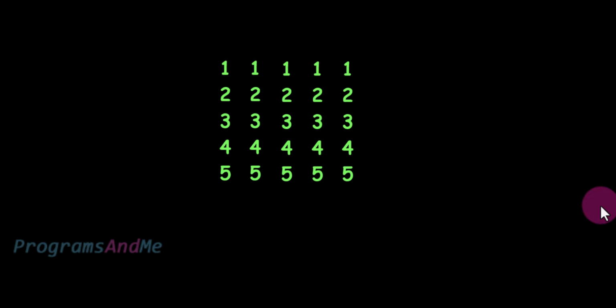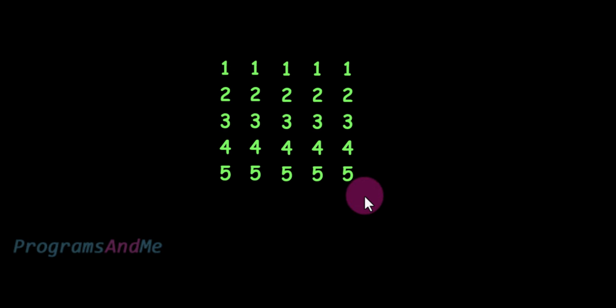Today in this tutorial we'll see how to write a Python program to print this number pattern. The shape of this pattern is square, and the numbers we want to print are 1 1 1 1 1 in the first row, 2 2 2 2 2 in the second row, 3 3 3 3 3 in the third row, 4 4 4 4 4 in the fourth row, and 5 5 5 5 5 in the fifth row.